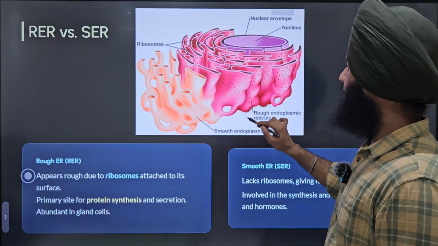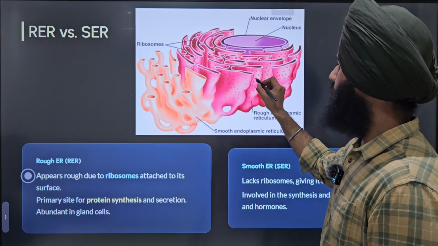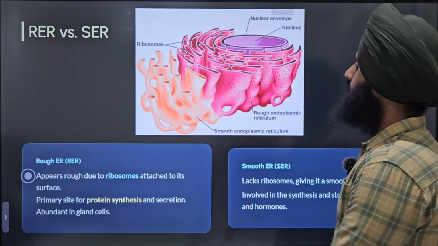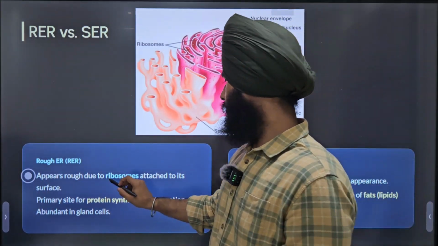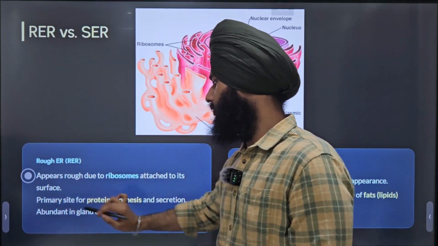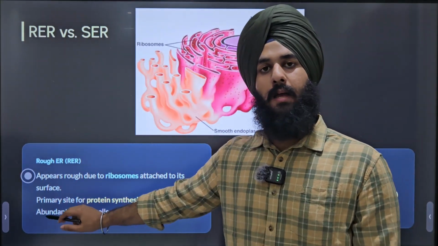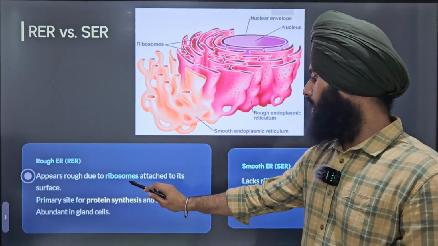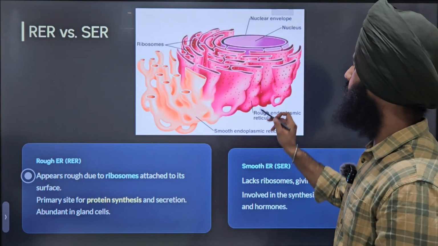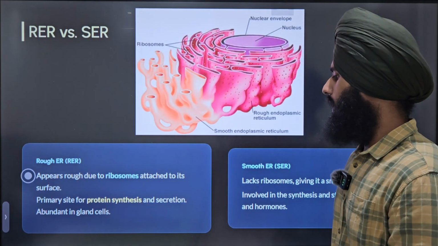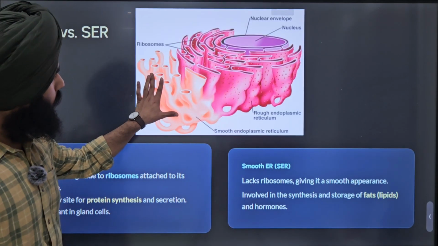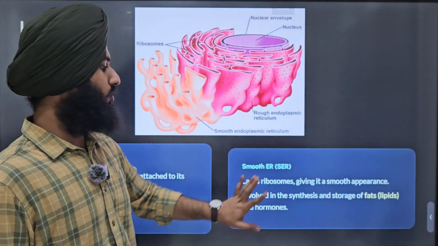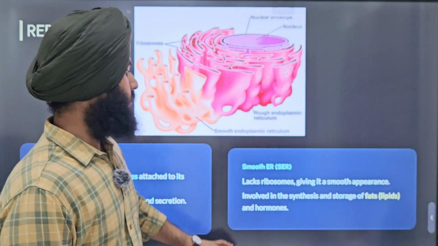Over here, the roughness is due to the presence of ribosomes on the rough one. Okay, on the RER, there are ribosomes present which are attached to the surface of it, and these are the primary sites for the production of protein. So they are responsible for protein synthesis and secretion. And the smooth one over here, it lacks those ribosomes. It does not contain those ribosomes.